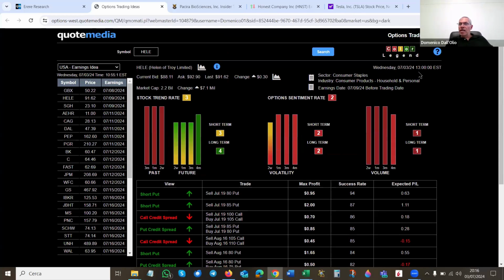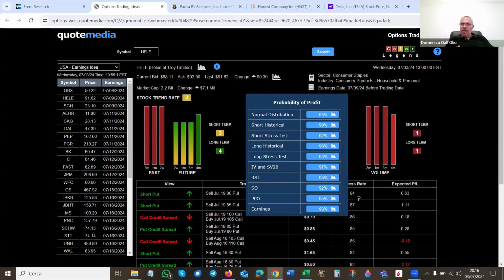As of today, it's the closing because at this time the market is closed, because tomorrow is a holiday and today the market closed at 1 p.m. East Coast time. So it's 7 p.m. our time here in Europe, so the market is closed now. As of closing of today, the bid price of the put 80 was 0.95. The success rate is 94, and if we go inspect the different readings according to all the models, they are very similar, which is particularly good.